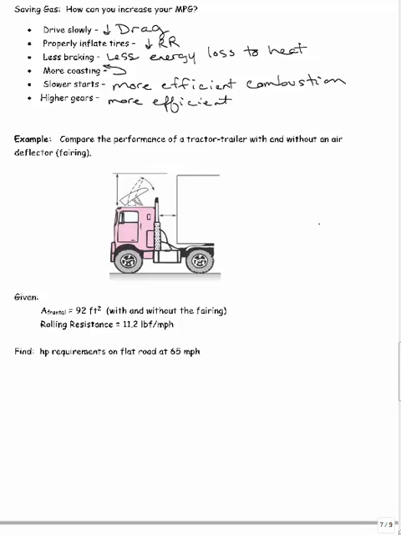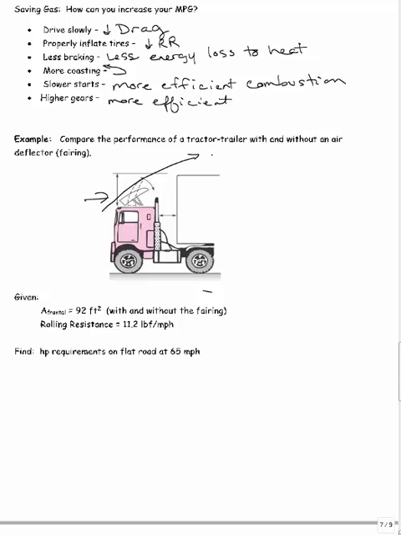So let's go through an example. Here's a truck, and we're going to decide, is it worth it to put this little fairing on the top? If you have a fairing there, like a wind resistor here, you'll notice you're not going to have this 90-degree turn. So it's a little more aerodynamic, and the flow goes more like that.